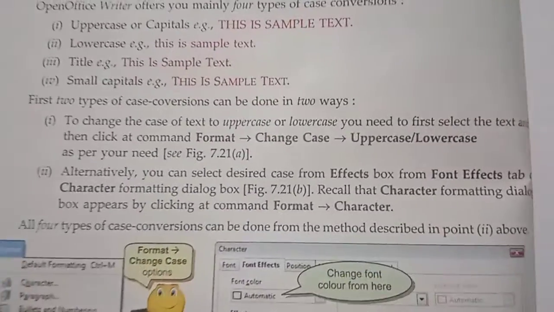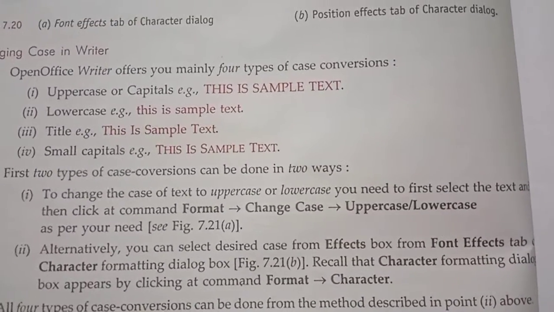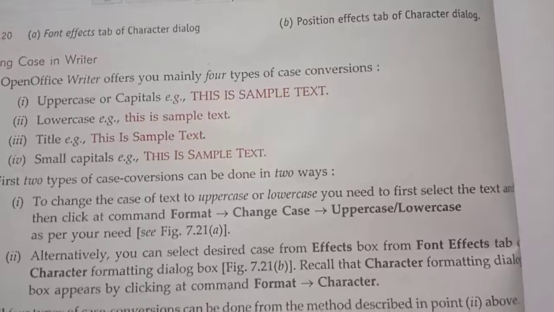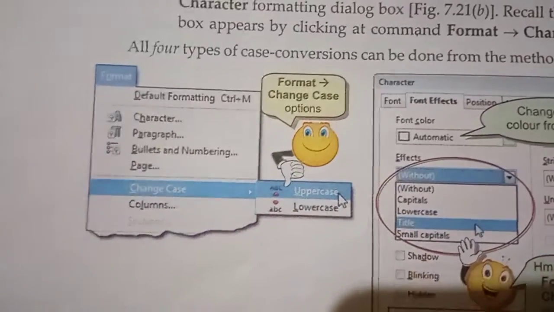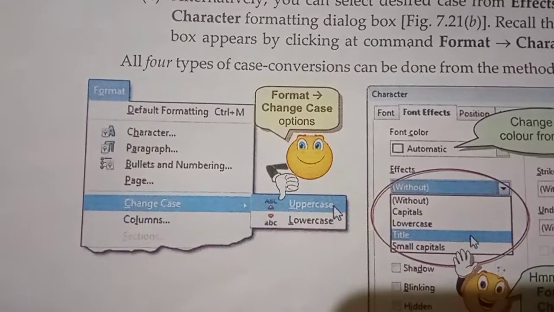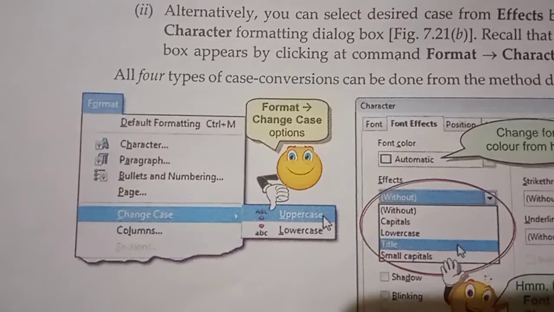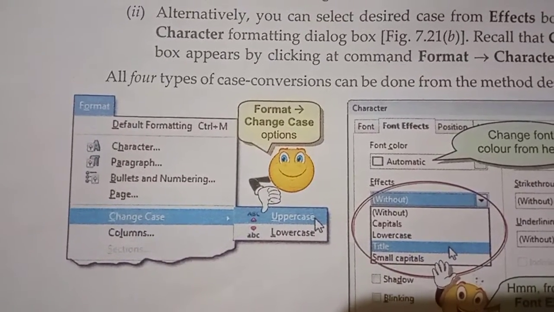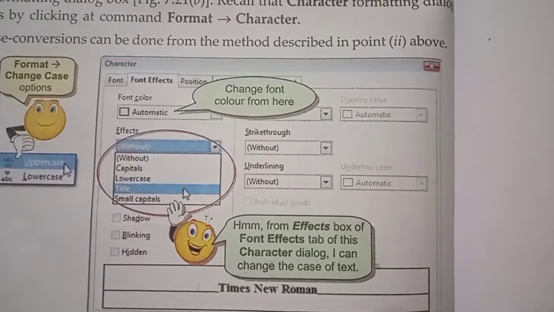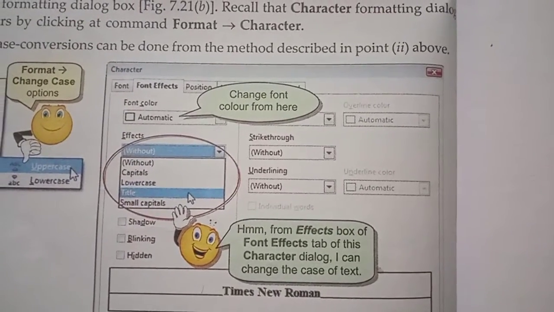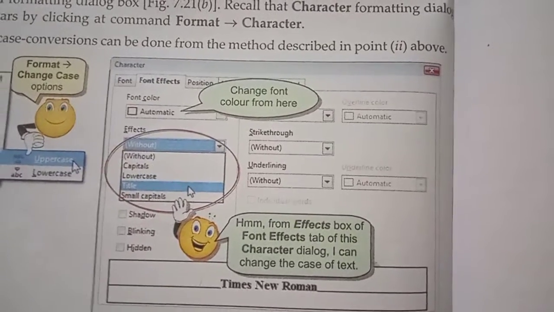So then how to change? Here in the Format menu, from the figure, look, it is easy. First you need to select that word, then in the Format menu the Change Case option is there. If you click uppercase, then it will change to uppercase. If lowercase, it will change to lowercase only. Look at that here downside: capitals are here, titles are here, small capitals are here. According to your convenience you can select. So this is the way.